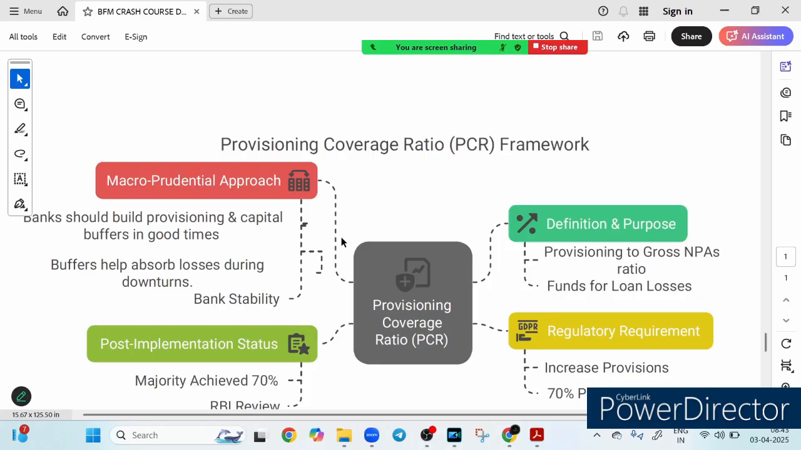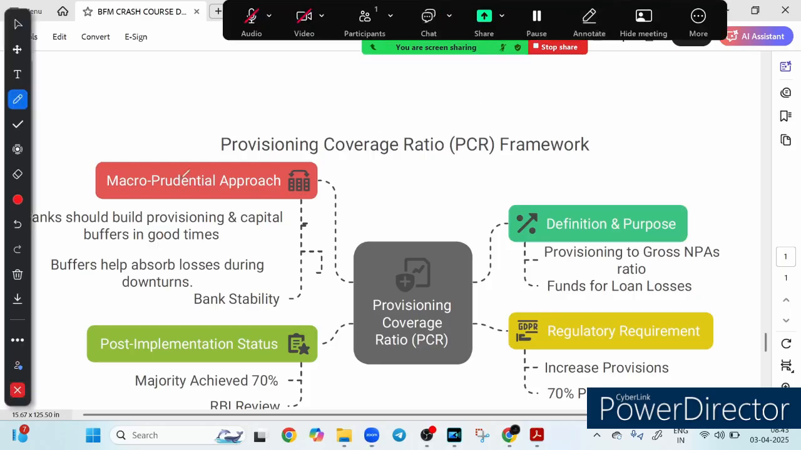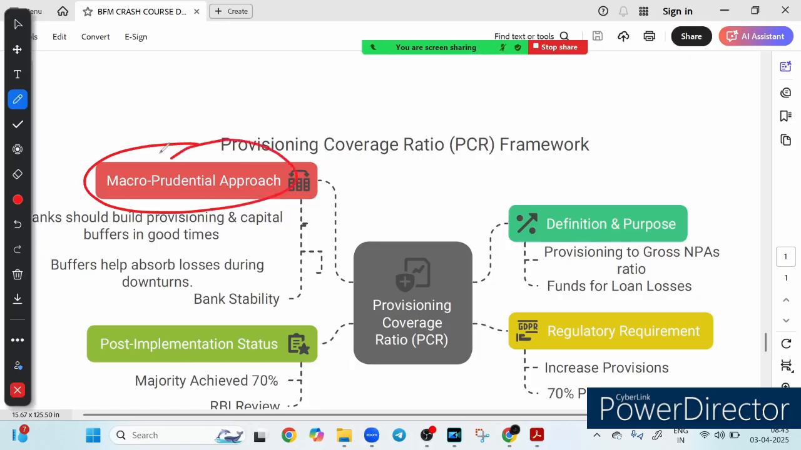If you look at this macro-prudential approach, what is the meaning of it? This is the key part of PCR. This macro-prudential approach tells banks to build provisioning and capital buffers during good times, which means setting aside enough money when the economy is doing well. This helps absorb losses during a downturn or economic slowdown. So understanding loan provisioning is crucial for both bank management and regulatory compliance.